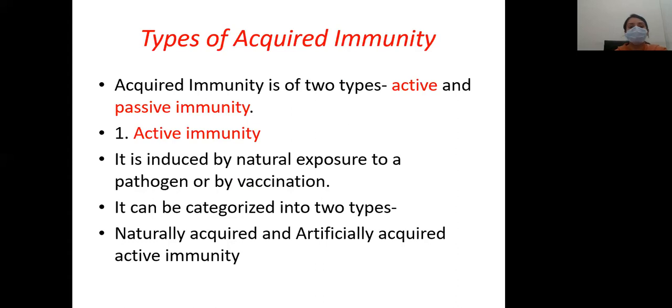Okay, next, what are the types of acquired immunity? Acquired immunity is of two types. We basically divide it into active and passive immunity. What is active immunity? It is induced by natural exposure to a pathogen or by vaccination. It can be categorized into two types: naturally acquired and artificially acquired active immunity.